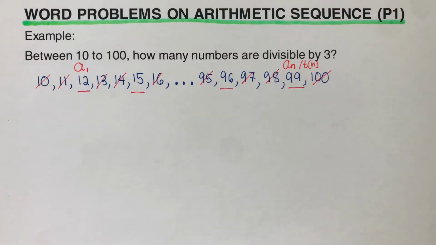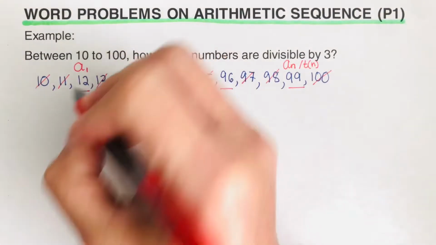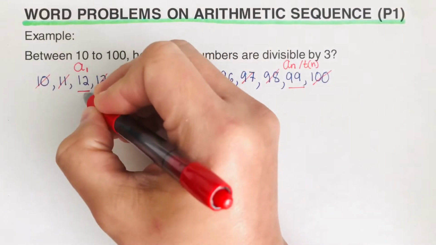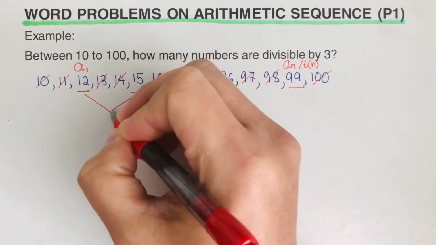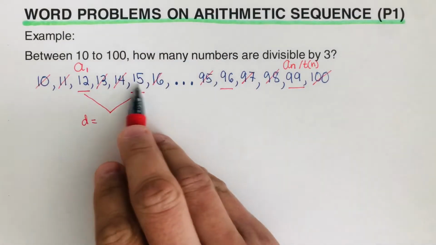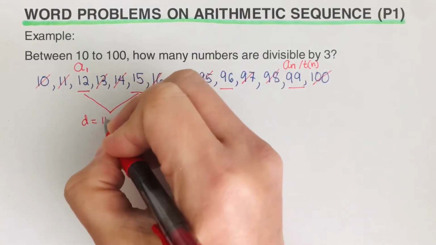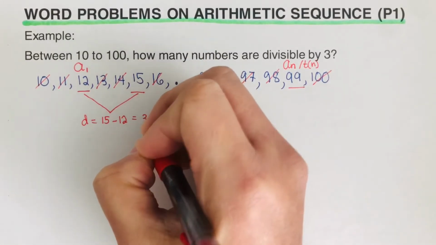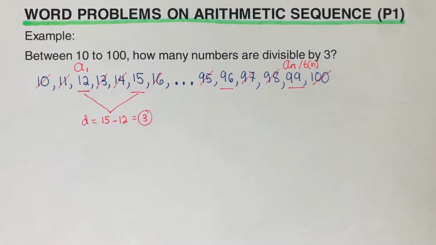Then we determine the difference d. We crossed out the rest of the numbers that are not divisible by 3, so we determine the difference between these two. To find the difference, we subtract the second minus the first. That is 15 minus 12, which is 3. So the difference is 3. Then we move on to the second step.